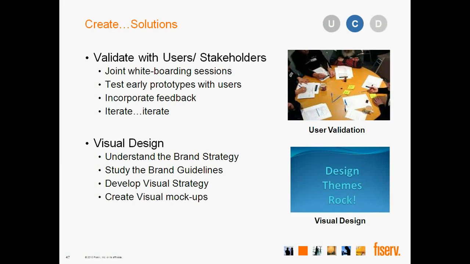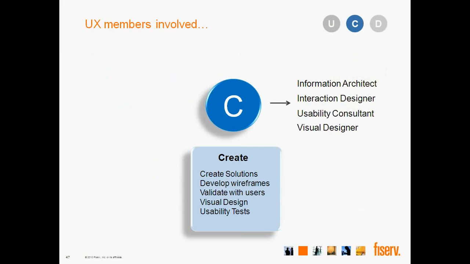Once we validate our early prototypes with the stakeholders, we can involve visual designers. Again, it's not a linear process, but for the sake of simplicity I am explaining it in this fashion. Visual design can always get engaged with usability people also. Visual designers understand the brand strategy. They refer to the brand guidelines, develop the visual strategy, and come up with the mock-ups, what they call visual themes, and those are showcased to the stakeholders. It talks about the color, the fonts, the layout, the visual themes, and so forth.